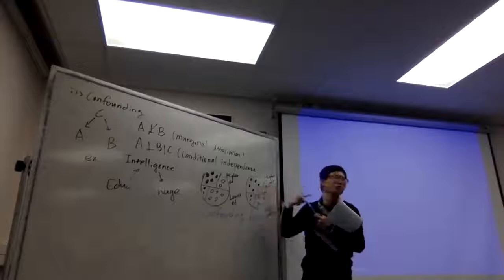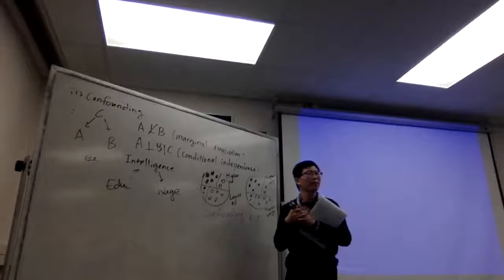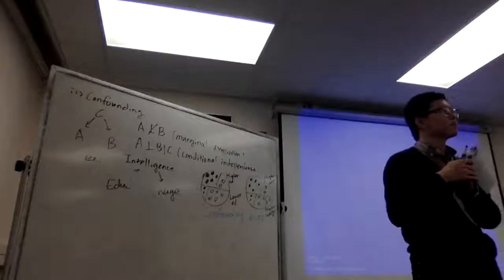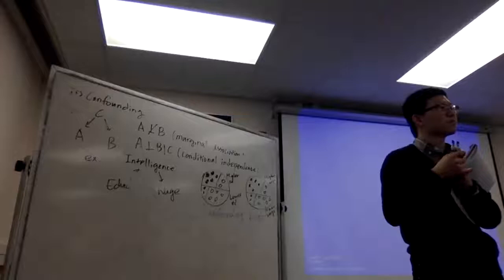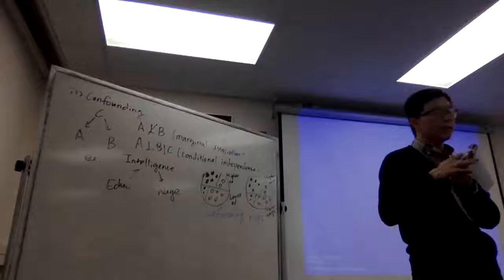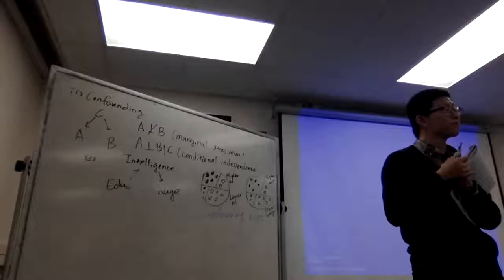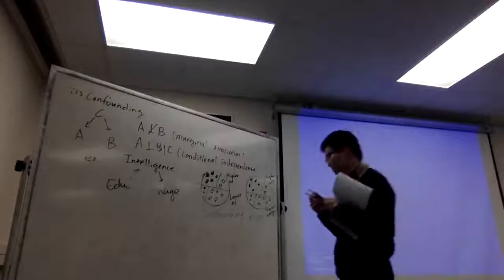I have questions. I think the relationship between education and intelligence could be, maybe if we are intelligent, we would receive more education, or maybe education made us more intelligent. So if we control for intelligence, we may avoid the confounding bias.